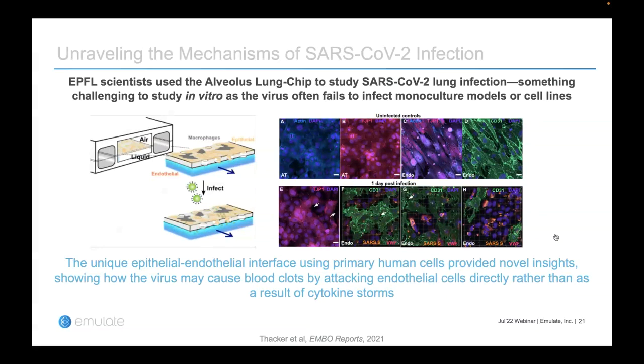So the SARS-CoV-2 virus started to infect the endothelium, and they identified a novel mechanism that was resulting in blood clot formation as a direct consequence of that endothelial cell infection. And this is something that wouldn't have been possible to model in a monoculture scenario.